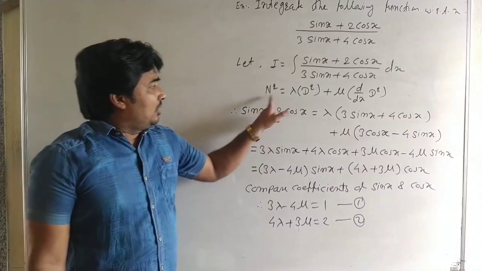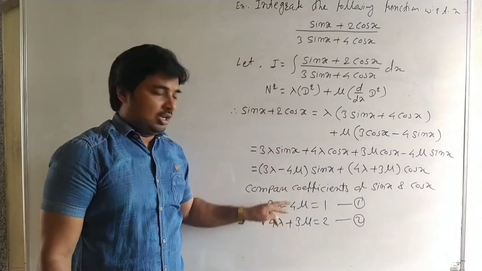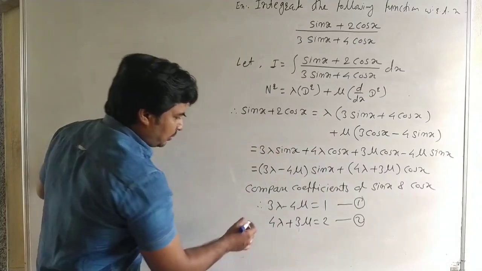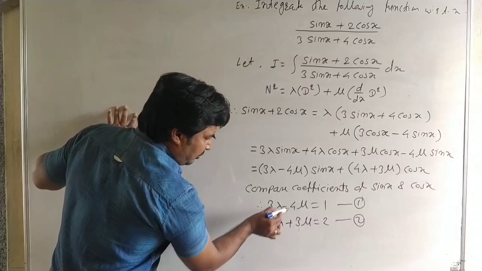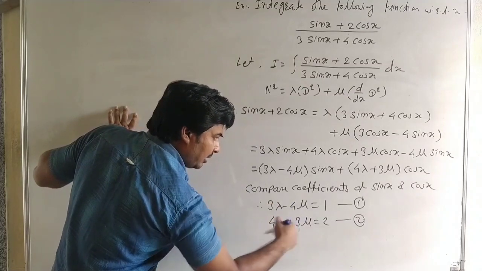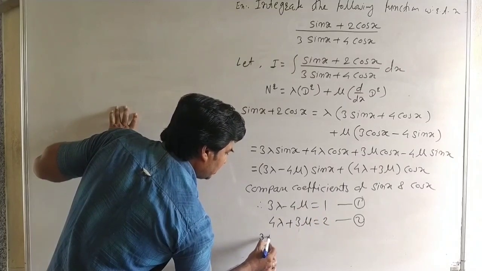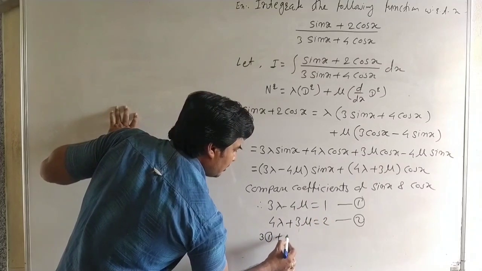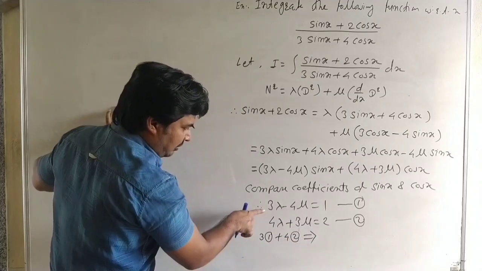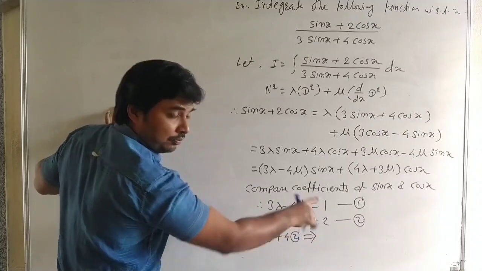Using this relation we get two relations. Then find the value of lambda and mu and put them there. Okay. Therefore, multiply equation 1 by 3 and equation 2 by 4 and add them. Equation number 1 multiplied by 3 plus 4 into equation number 2, this gives, see carefully, equation number 1 multiplied by 3 and equation number 2 multiplied by 4.